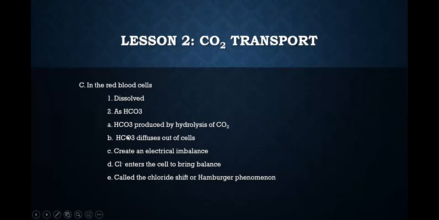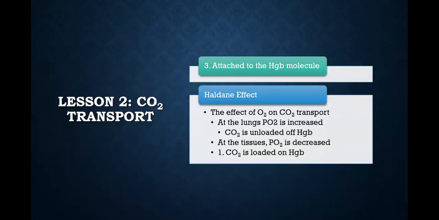And in that process, the bicarb diffuses out of the cell, right? It creates an electrical imbalance, and then chloride comes in to bring that back to balance. What is that phenomenon called? When bicarb leaves the cell and chloride comes back into the cell to bring harmony, that's a phenomenon called the hamburger effect or the hamburger phenomenon, okay? Also known as the chloride shift, okay?